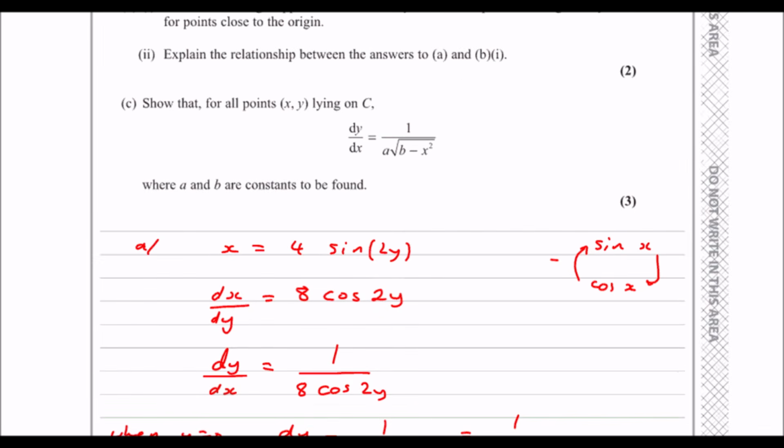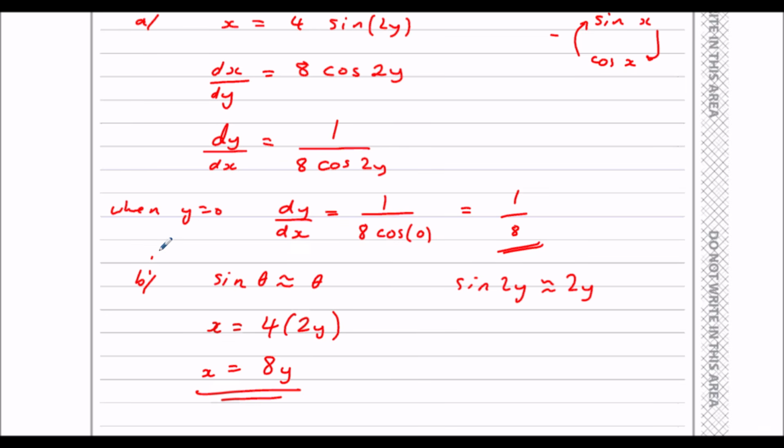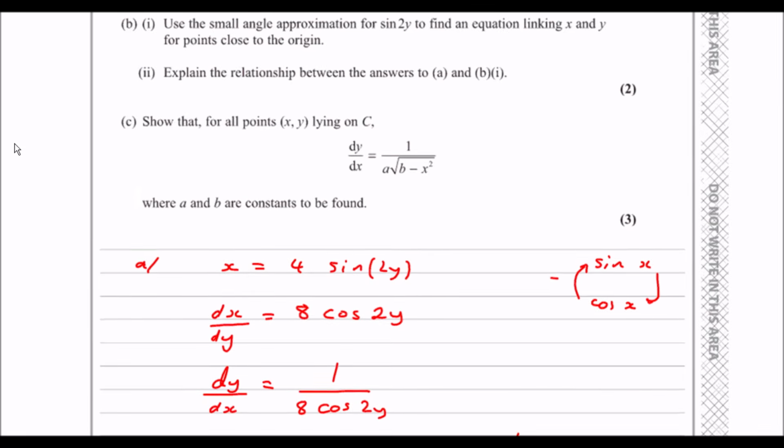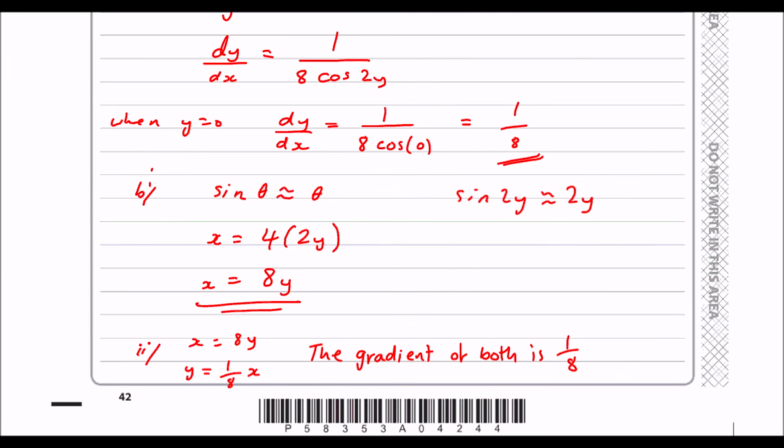Explain the relationship between the answers to part A and part B. So what's the relationship between these two answers? So the gradient at 0 is 1/8. And if we rearrange this, so x equals 8y, if we divide both sides by 8, we'll get y equals 1/8 x. So the gradient of this line is equal to the gradient at the origin. So the gradient of both is 1/8. So the gradient of the line linking x and y for small numbers is equal to the gradient at the origin. So the gradient for points close to the origin is 1/8.